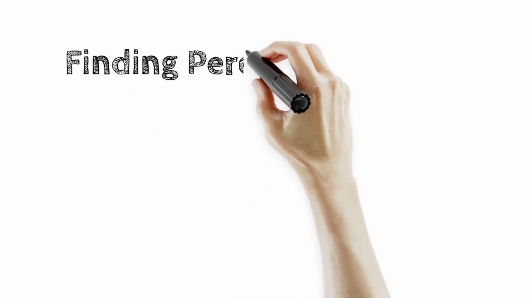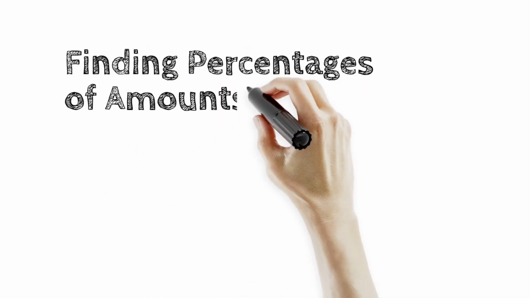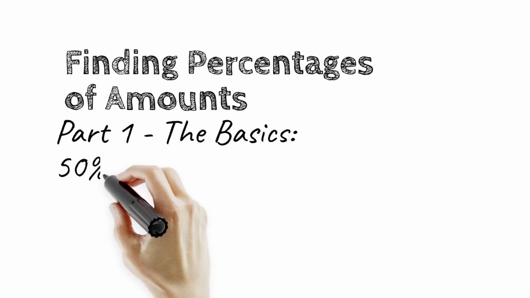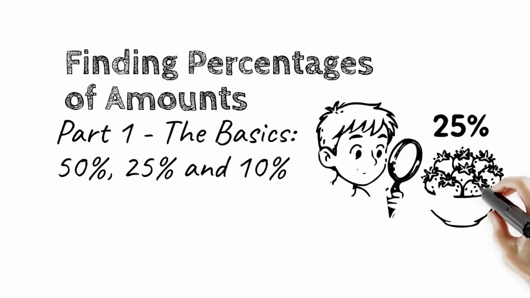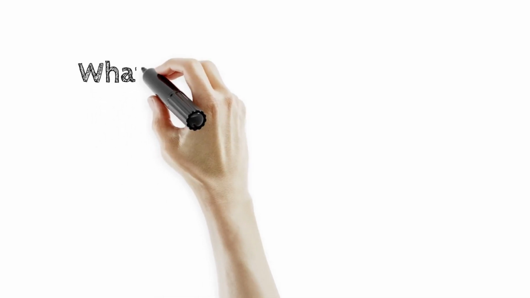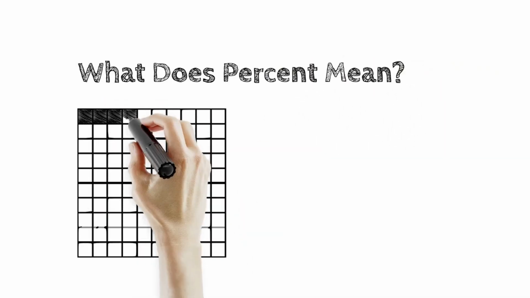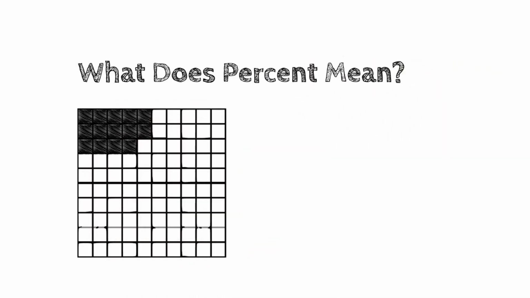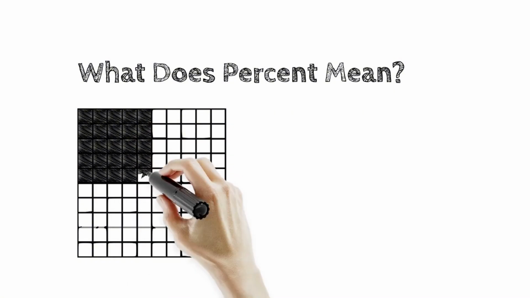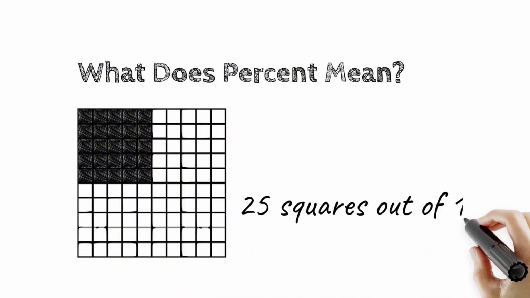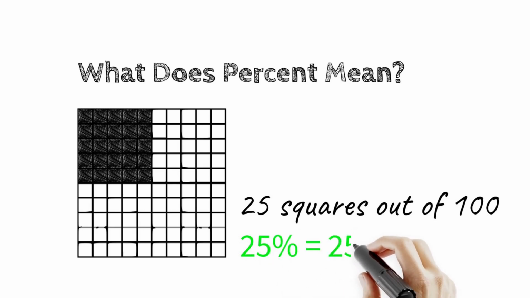Let's learn how to find percentages of amounts. This video covers the basics, so we'll be looking at 50%, 25% and 10%. The word percent means out of 100. Let's use a 100 square grid to illustrate this. If we colour in 25 squares, that's 25 out of 100. So 25% means 25 out of 100.